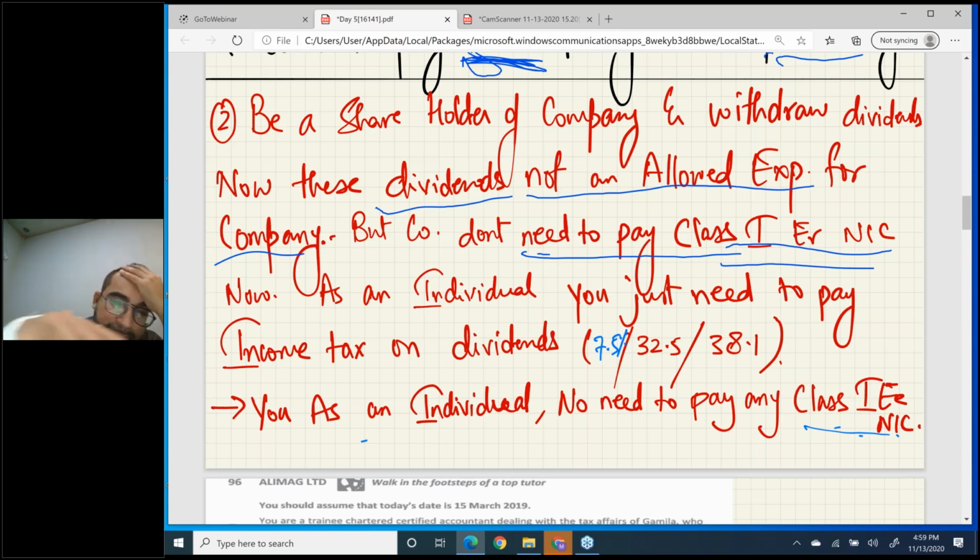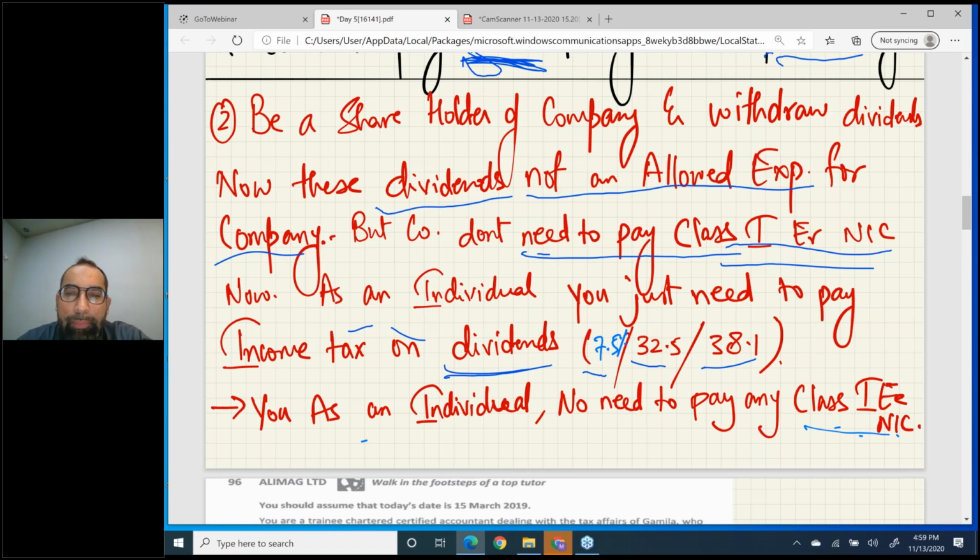As an individual, you just need to pay income tax on dividends. You are receiving dividend income, and we all know the tax rate of dividend income. The first band is 7.5%, then 32.5%, and then 38.1%.